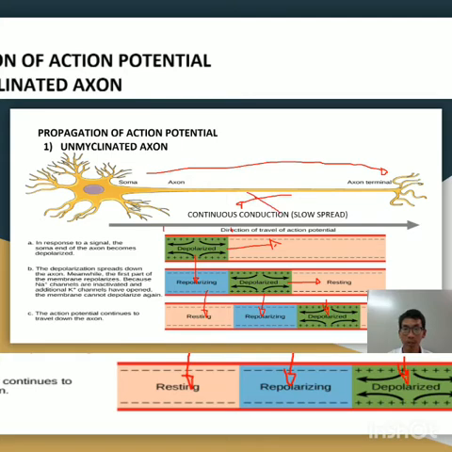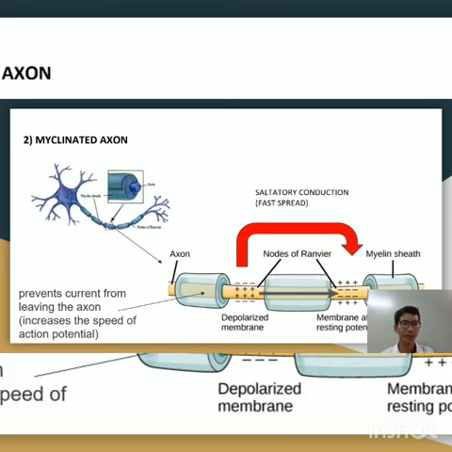Because there is no myelin, this is considered continuous conduction, as there is no obstacle, and it is called slow conduction, which means it takes a longer time to reach the axon terminal. In contrast, in a myelinated axon, as you can see in this neuron, there is myelin on the axon pathway. So what is the function of myelin? Myelin prevents current from leaving the axon, which increases the speed of the action potential.